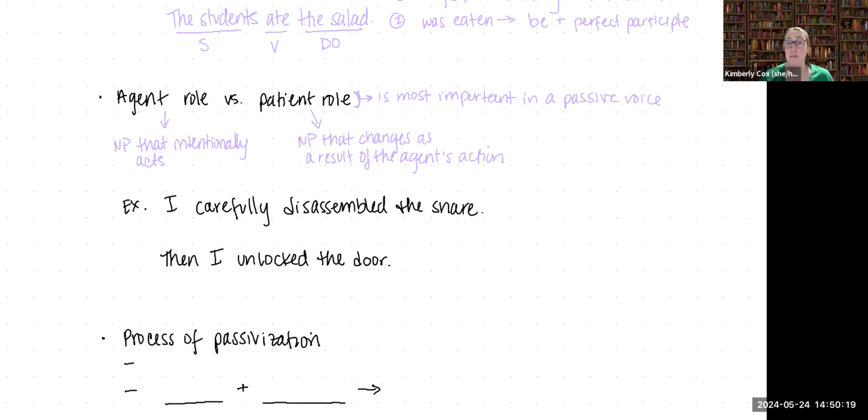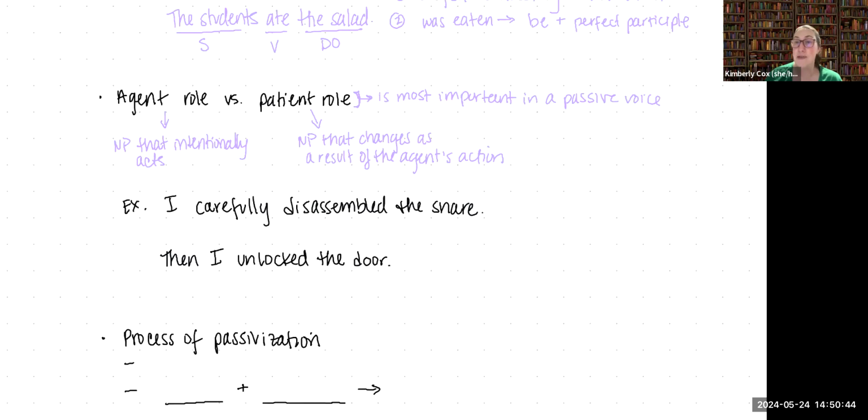So let's take a look at a couple of different examples. I just want us to start by identifying the agent and the patient role in these sentences, and then we'll look at how we actually make them passive and what the effects of that are. So both of these sentences were taken from Sarah J. Maas's A Court of Mist and Fury, so published sentences. I think that's a nice place to start or to work with. So let's take a look.